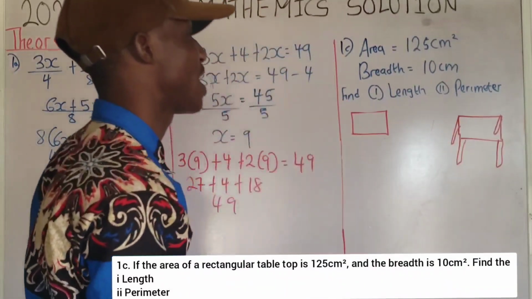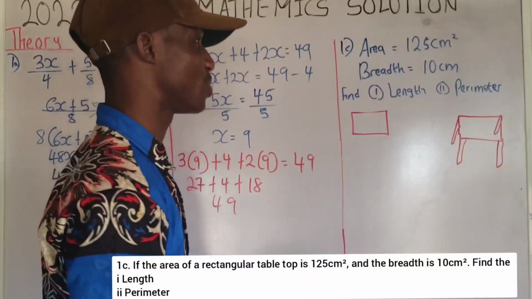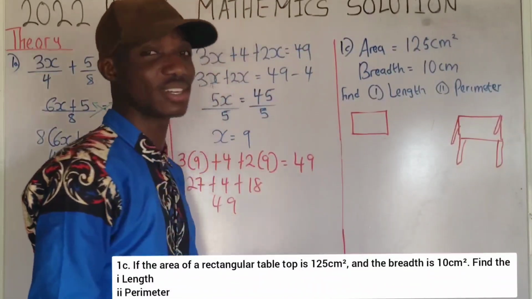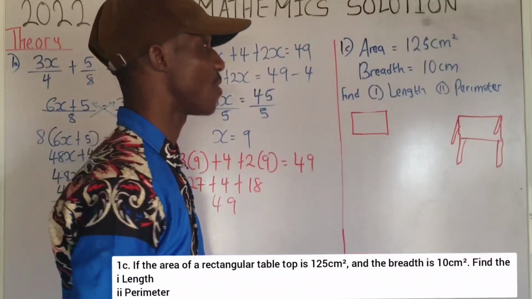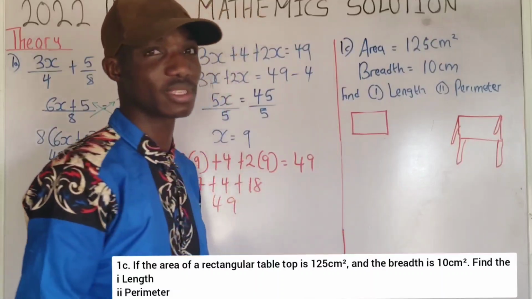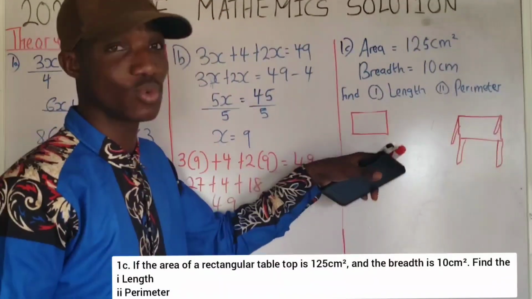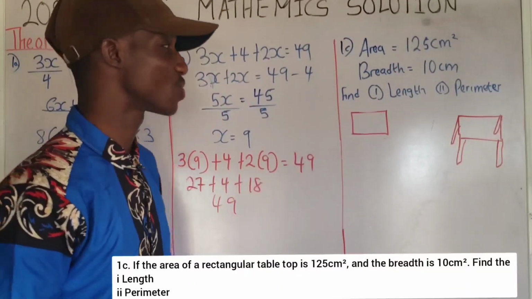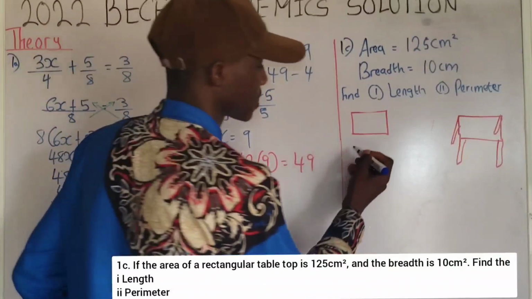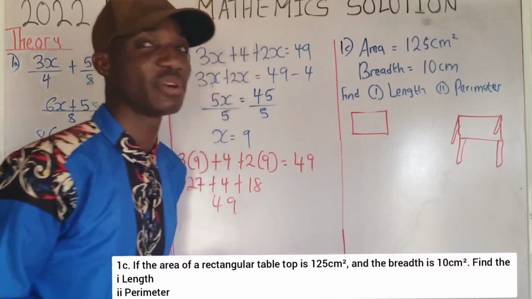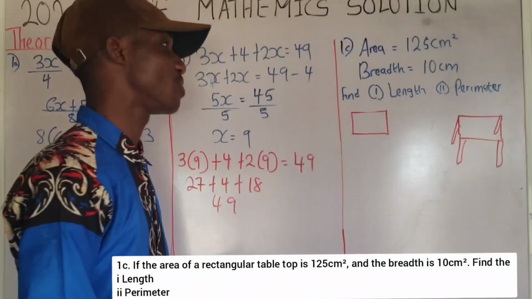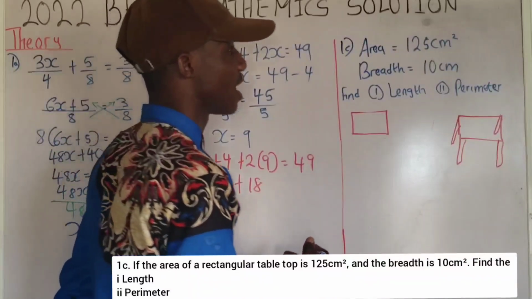The reason why I draw it out is because I want to understand what I'm doing. So this is the top of the table. Now, what is the shape of this top? That is a rectangle. That's why they call it a rectangular tabletop. Now, you know that the area of this top is what? 125 centimeters squared. That means that the area of this rectangle is 125 centimeters squared, and the area of a rectangle is what? Length times breadth. You understand? So let us first determine the length. You cannot find the perimeter without knowing the length. So it is important that we first find the length, then we can proceed to calculate the perimeter.